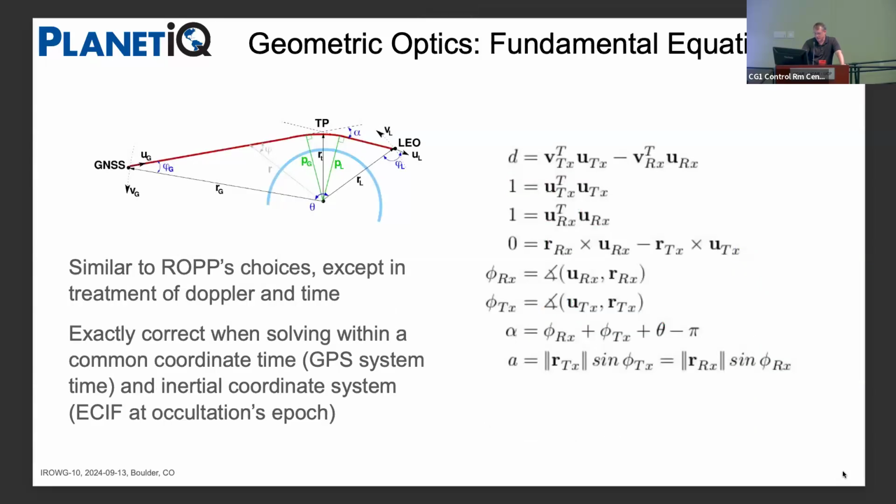Okay, geometric optics, fundamental equations. I'm not going to spend too much time on this since we're way over time. It's exactly the same as ROPP's representation with slightly different choices about inertial coordinate system and timestamps. We've chosen an Earth-centered inertial frame at a canonical epoch for the whole occultation, process everything into a local inertial frame, and perform all the processing that way. And that way we don't have to deal with the polar files or rotation to any kind of celestial reference frame or a global canonical reference frame. We can just use a local inertially correct reference frame.